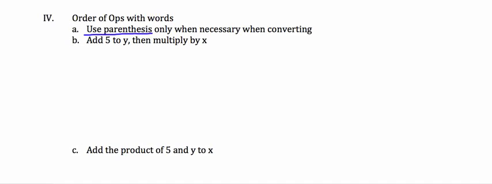Okay, so for B, add 5 to y and then multiply by x. It's implying that 5 plus y, or y plus 5, needs to go first. So I'm going to put that in parentheses and then multiply by x, so times x comes after it. Now the question is, did I need to put parentheses there? Think about that question for a second. The answer is yes, I did need to put parentheses there because if I didn't, order of operations would say that I needed to do the 5 times x first. Okay, so I definitely need parentheses there.